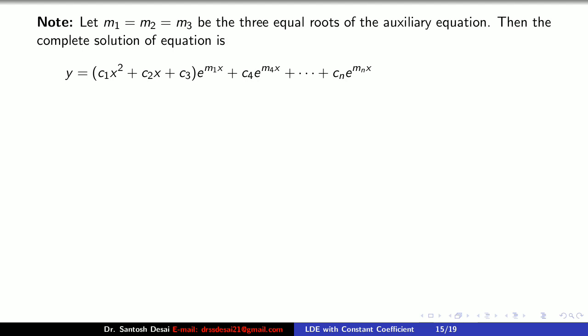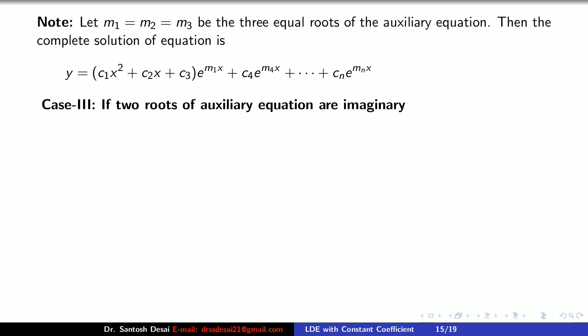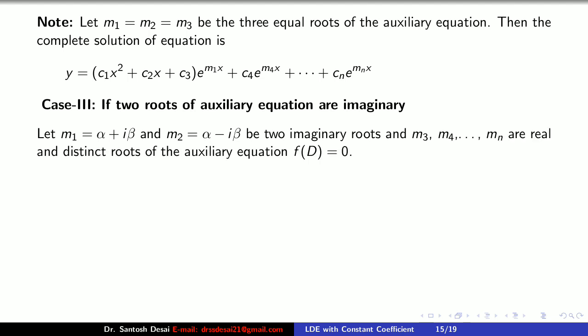So this is the complete solution when three roots of the auxiliary equation are repeated and the remaining are all real and distinct. Now we consider the third case: if two roots of the auxiliary equation are imaginary. Let m1 = alpha + i beta and m2 = alpha - i beta be two imaginary roots, and m3, m4 and so on to mn are real and distinct roots of the auxiliary equation f(D) = 0.